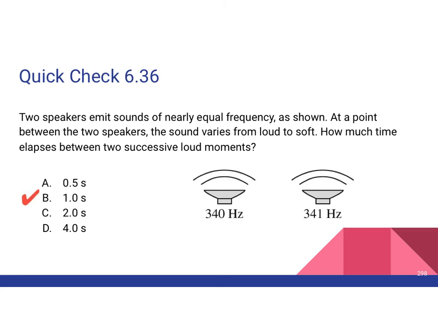So here's a quick check. This actually leads us into the next section. Pretend like you don't see the check mark. Two speakers emit sounds of nearly equal frequency. At a point between the two speakers, it varies from loud to soft. So we'll actually get into this in the next section. How quickly or how rapidly does it go from loud to soft? Well, this is 340 hertz. This is 341 hertz. It's going to be every second we're going to get a loud and a soft moment. So it'll go loud, soft, loud. And we'll talk about this. This is a consequence of something called beats, which we'll look at in the next segment.